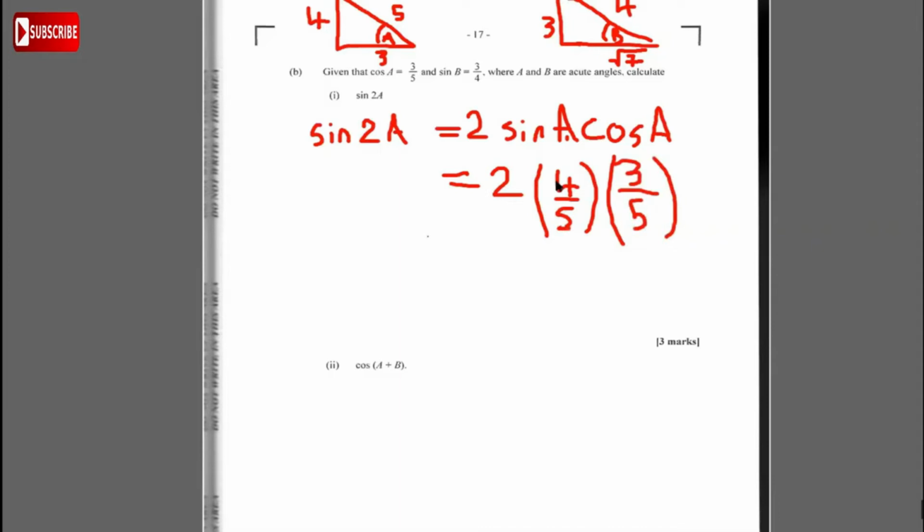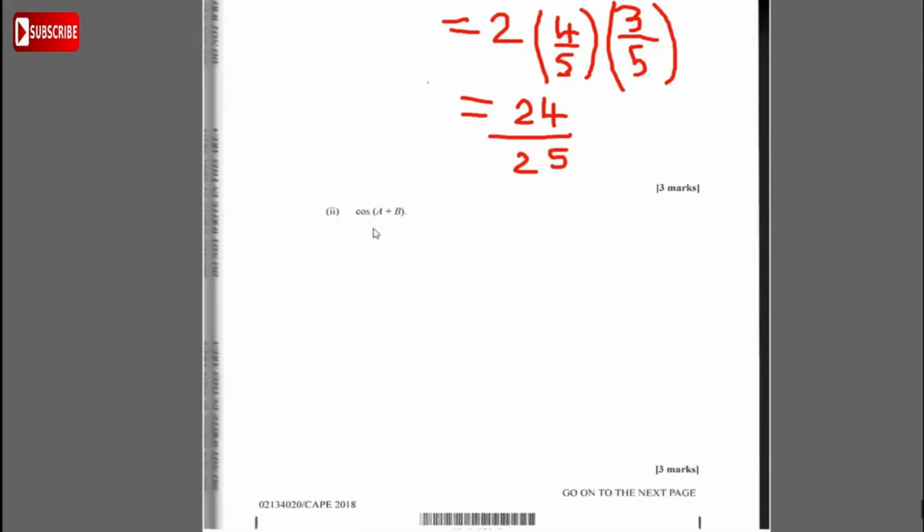So 2 times 4 is 8. 8 times 3, 24. So sine 2A is 24 over 25. No issues with this question. 24 over 25. Nice. Now here, you're asking us, so what is cos A plus B? Cos A plus B, we have to remember that this is the compound angle formula. Cos A plus B is cos A cos B minus sine A sine B. Once you remember this formula, cos A cos B minus sine A sine B, we're good to go.